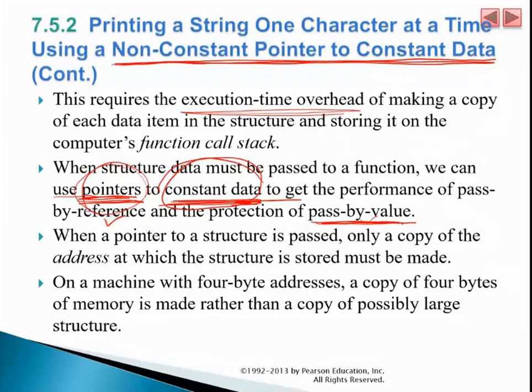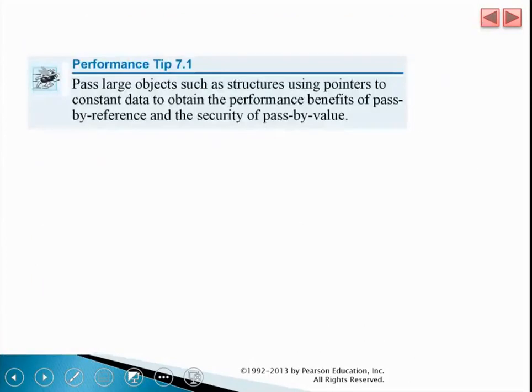Okay, and when the pointer to a structure is passed, only a copy of the address at which the structure is stored is available to the function, but the function is not allowed to change any of the original value because you can make it so that it is pointing to a constant data item. And to do so, you have to mention the constant keyword first, then the data type, then the pointer, and then the name of the pointer. Okay, any question?